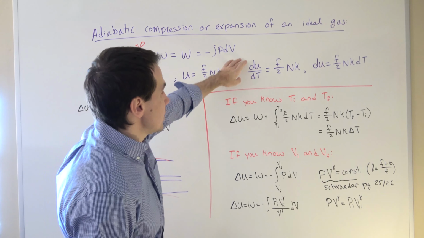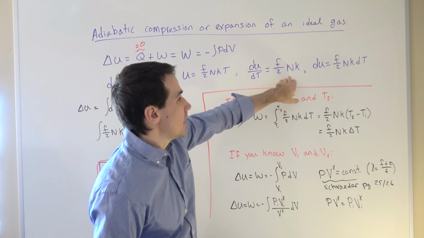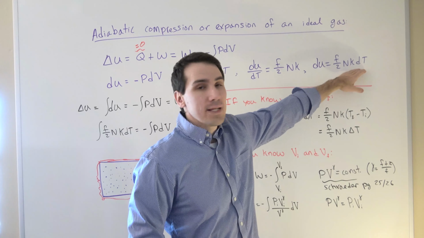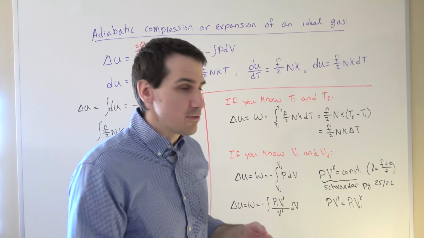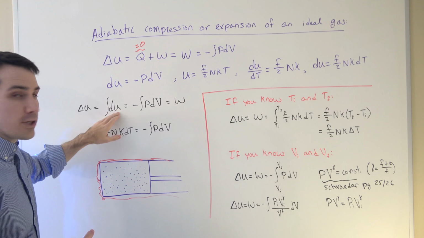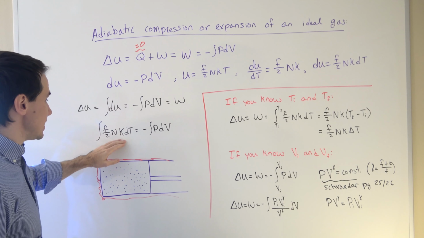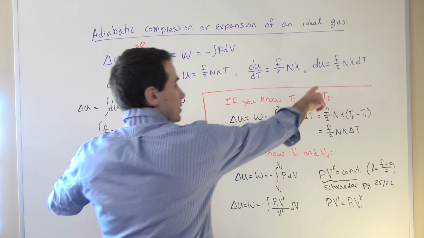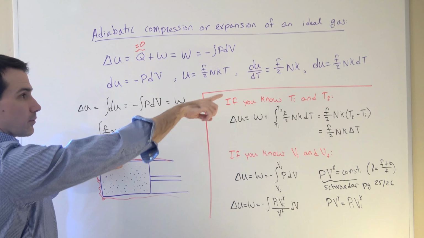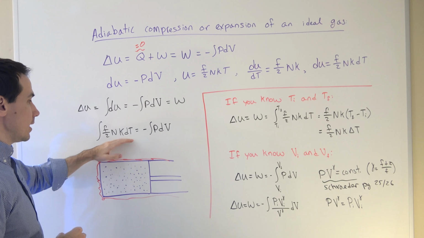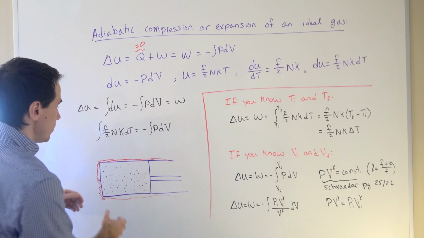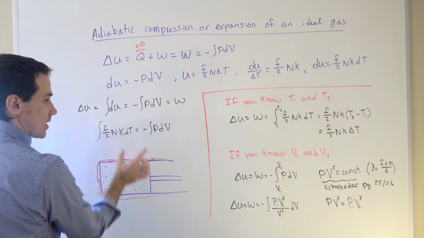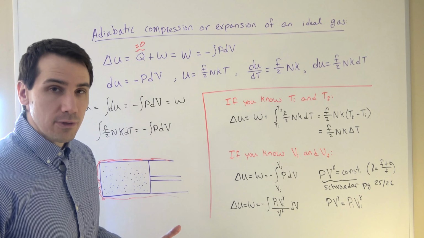Okay, then we can take dU/dT and find dU in terms of dT. So we are able to change our integration variable here from dU to dT, right? So all I did was say dU is equal to f over 2 times nk dT. So now we have a relationship between an integral in terms of temperature and an integral in terms of volume.